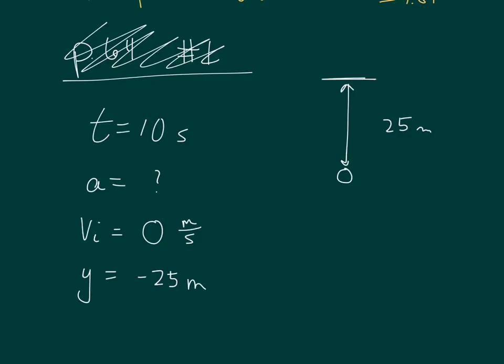This might seem a little confusing at first, because we haven't done a problem where we solve for acceleration yet. What formula would you use? You don't know VF, you don't know A, so you can't use the VF formula. There's only one that doesn't involve VF: Y equals VI T plus 1/2 A T squared. This is the only one that doesn't involve VF.